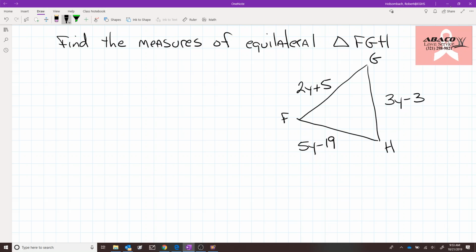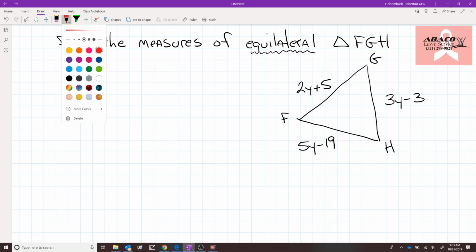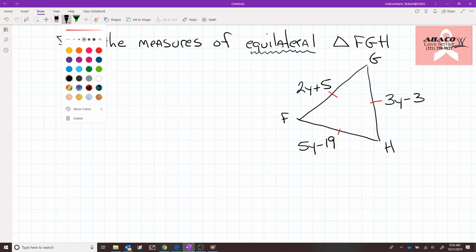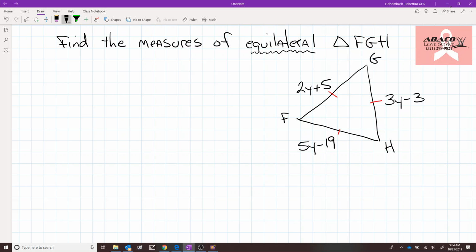If the triangle is equilateral, what does that mean? Very good. All the sides are the same. So these would all get a tick mark if you wanted to. But what it means is that you can solve for y by just picking any two sides and making them equal to each other, okay? Whichever side you wanted to pick. I think I'm going to pick the 2y and the 3y. It's going to eliminate one step of the equation.